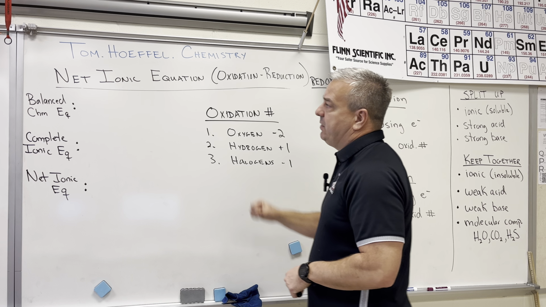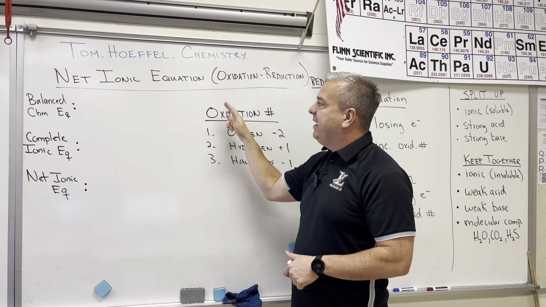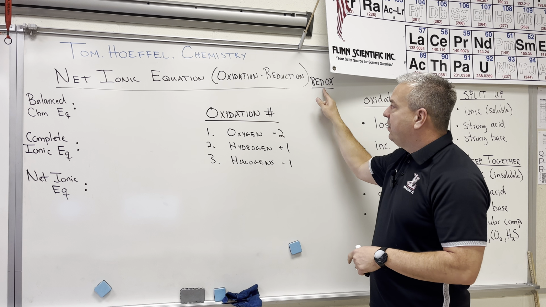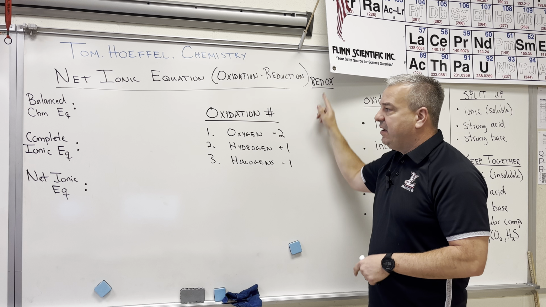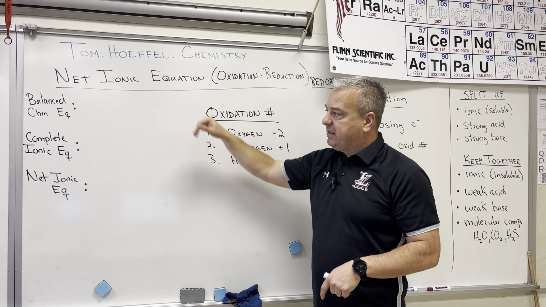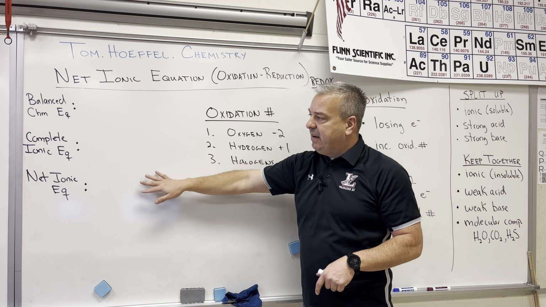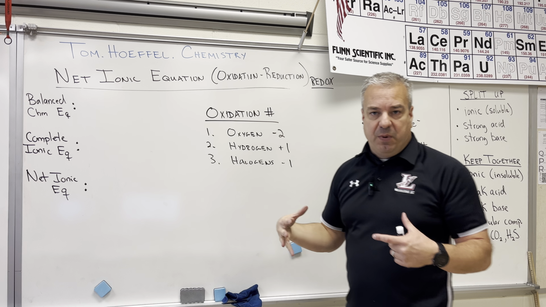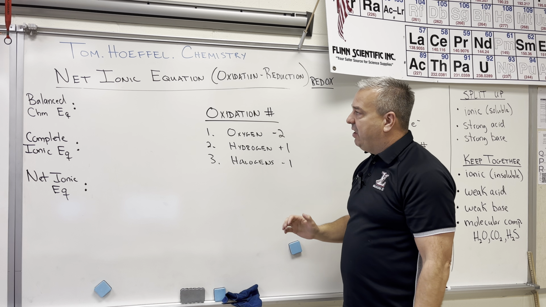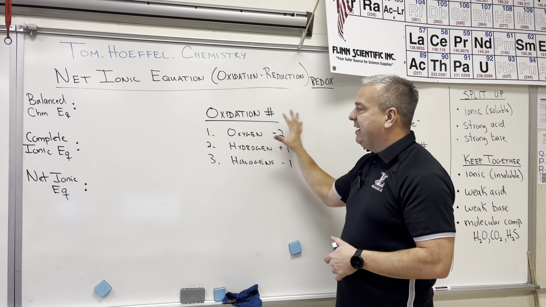In this video series, we're going to finish up our series on net ionic equations, specifically oxidation-reduction reactions, which sometimes are called redox. I got a whole bunch of notes on the board that we're going to go over, and then we're going to go into balanced chemical equations and complete ionic equations, so that we can get to our net ionic equations. Now, something about oxidation numbers that you need to know is how to assign them, okay?